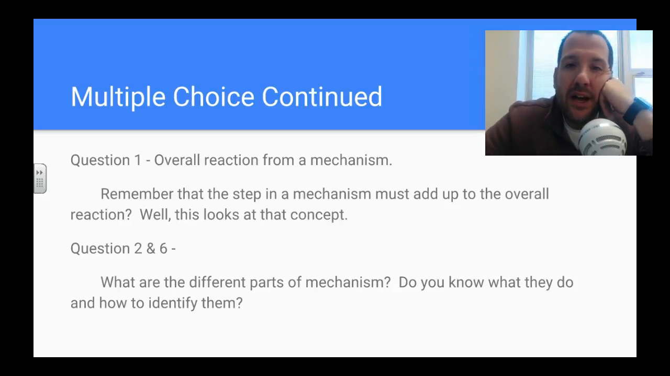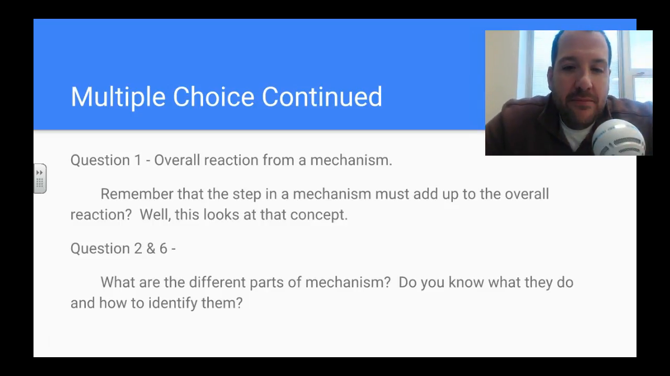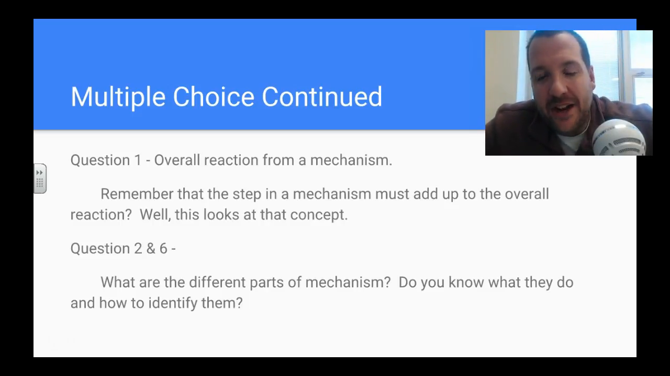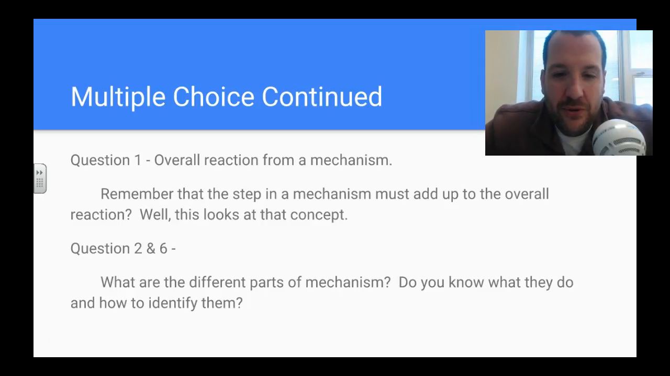Also, something that's not written is that questions 1 through 4 all relate to a specific mechanism. So we want to make sure that you know the terminology used in a mechanism: transition states and intermediates, products, reactants, and that the steps in a mechanism must add up to the total mechanism. That's question 1, and then 2 and 6 deal with those same ideas.